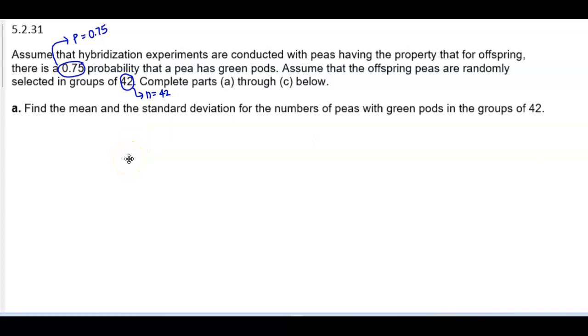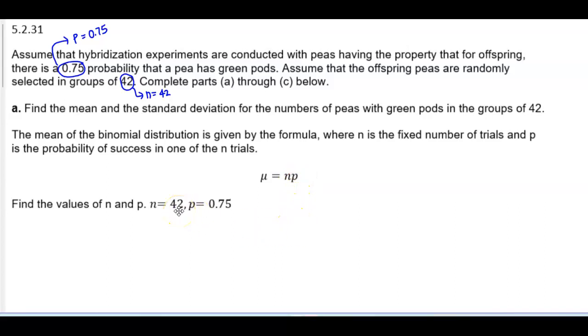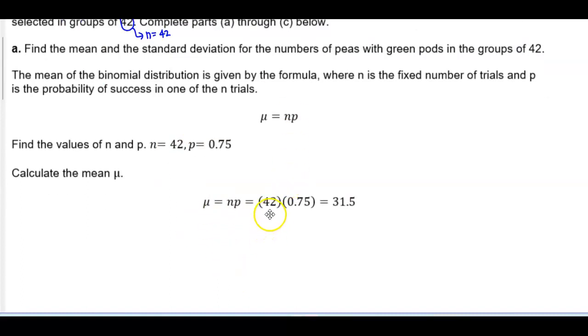First question says find the mean and the standard deviation for the numbers of peas with green pods in groups of 42. The mean of the binomial distribution is given by the formula where n is the fixed number of trials and p is the probability of success in one of the n trials. So mu is equal to n times p. Well, we know that n is equal to 42, we know that p is equal to 0.75, and now we're going to plug it into the formula to find the mean. So the mean is going to equal 42 times 0.75, which gives us 31.5.